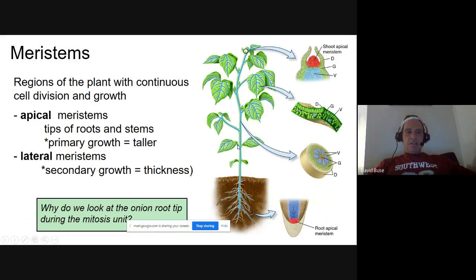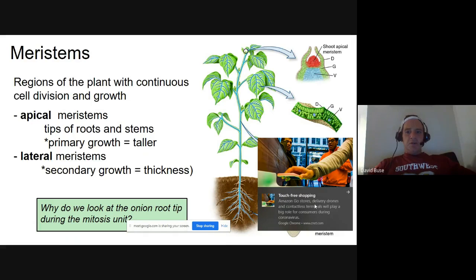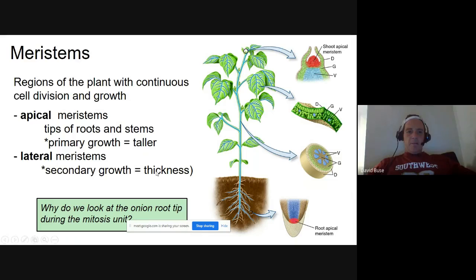The meristems of plants allow the plants to grow up and to grow wide. The apical meristems allow plants to grow taller, and so this would be an example of the shoot apical meristem and of the root apical meristem. We took a look at those during our unit on mitosis. You looked at some of those cells.